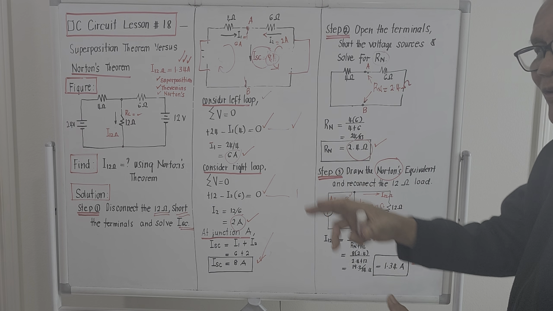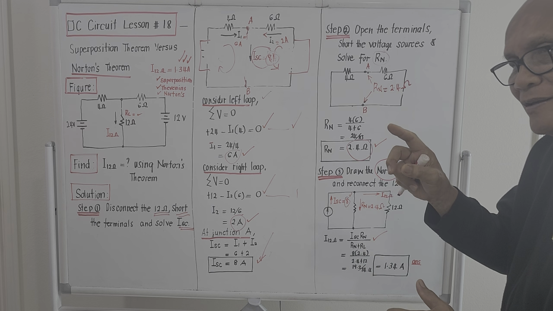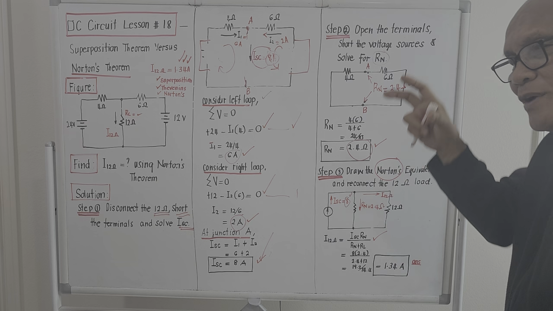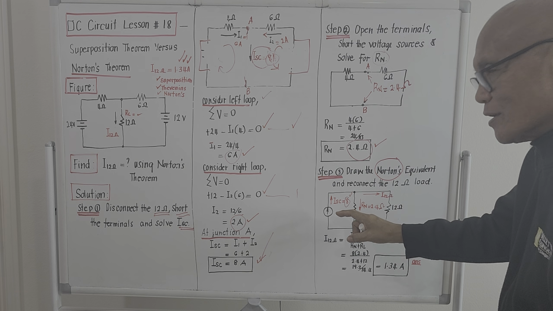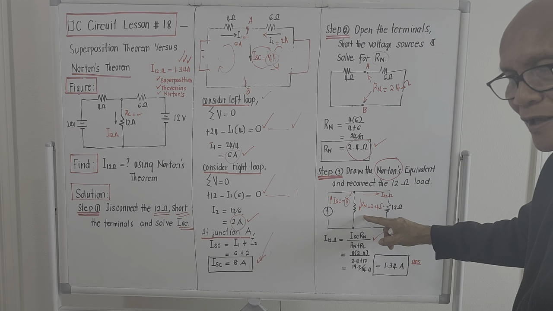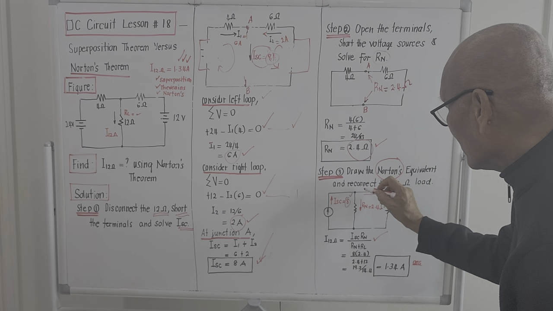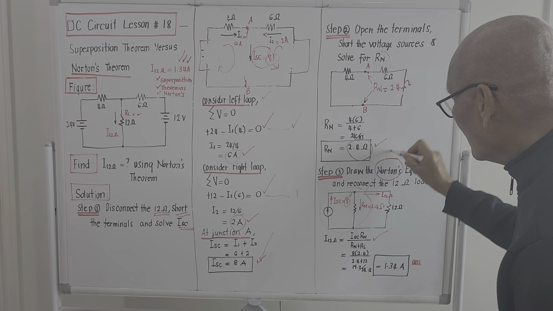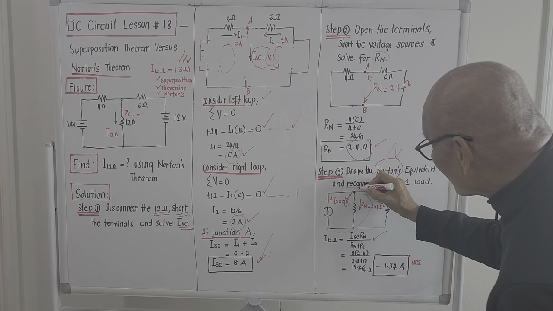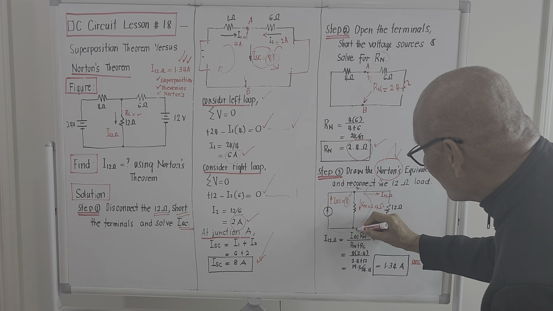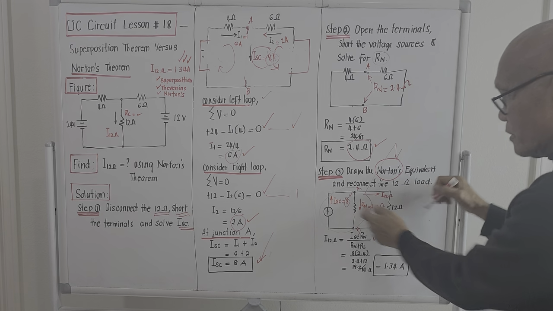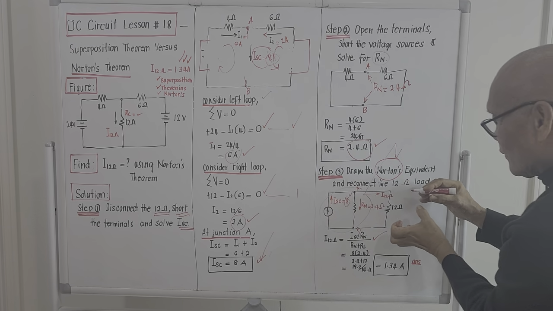It was different from Thevenin's because in Thevenin's, the open circuit voltage is in series with the Thevenin's resistance. But for Norton's, the short circuit current is actually in parallel with R sub n. So this will be the equivalent of it in terms of Norton's equivalent. Then this is actually terminal A, this is terminal B, okay? And reconnect the 12 ohm load. This is the 12 ohm load, this one. We'll try to reconnect it again.